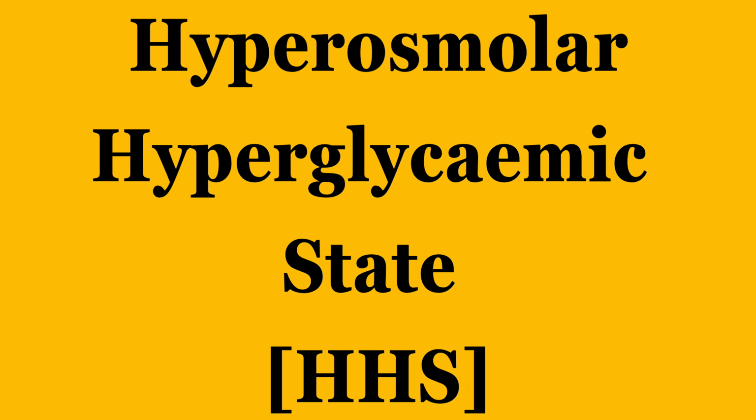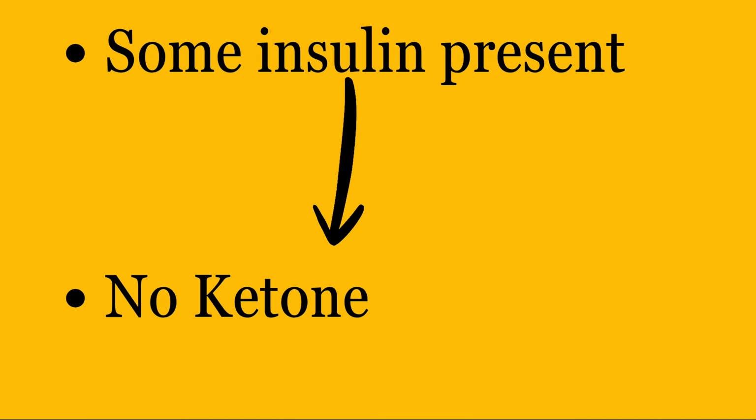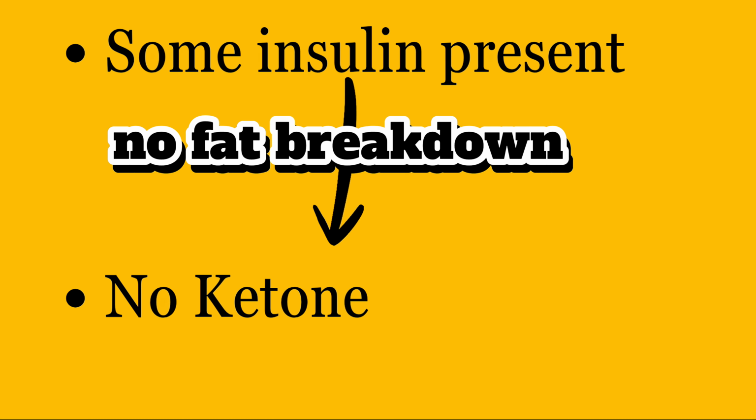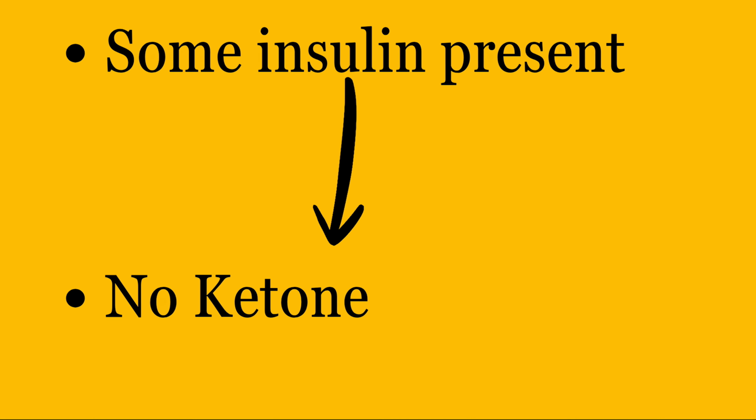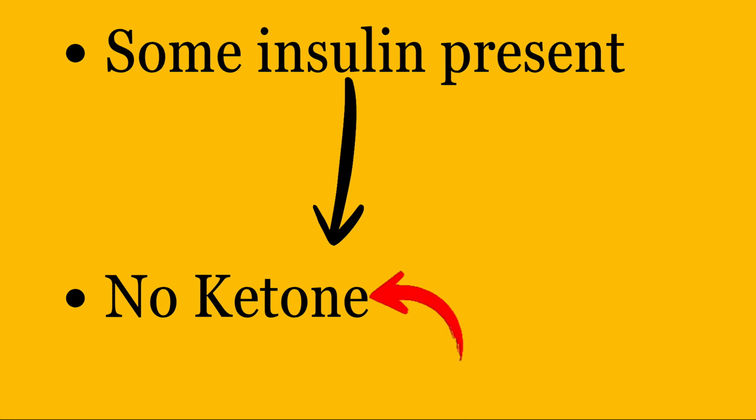Now let's compare it with hyperosmolar hyperglycemic state. In this one, there is some insulin present. In HHS, there is some insulin present. Remember that in DKA, there is no insulin at all. In HHS, there is a small amount of insulin present, and this small amount is just enough to stop fat breakdown. So it will prevent the body from switching to fat metabolism, which means no ketones are being produced because fat is not being broken down.